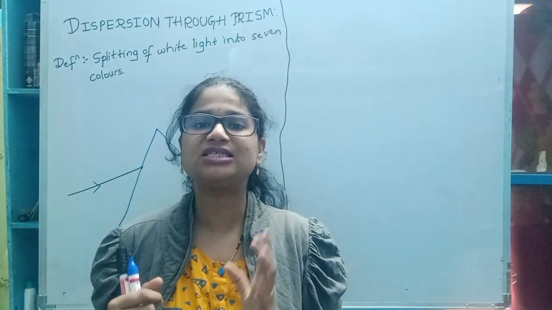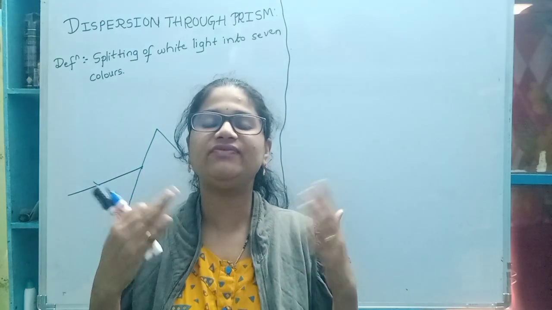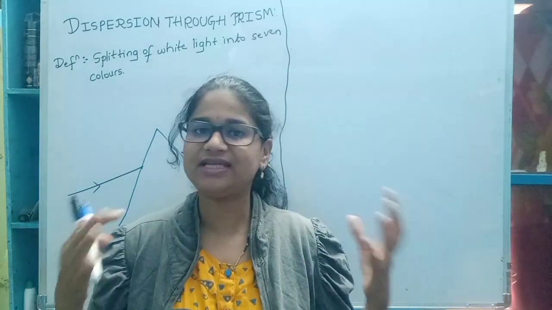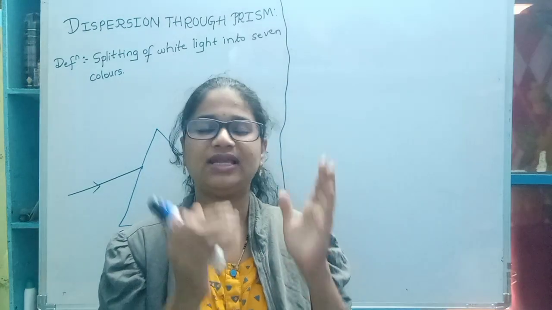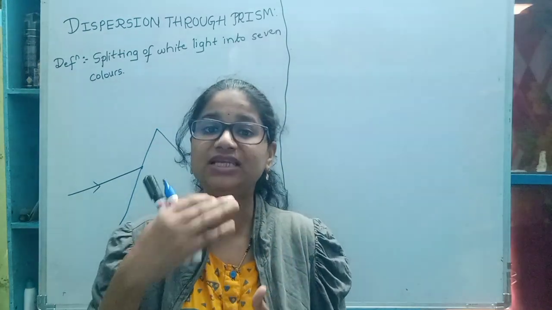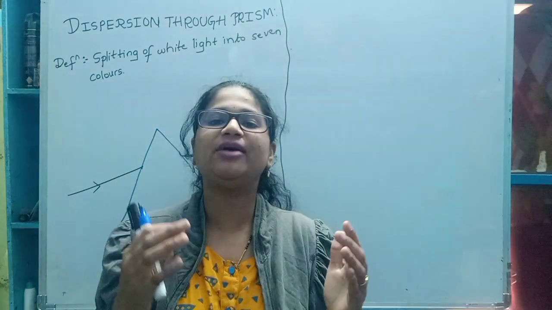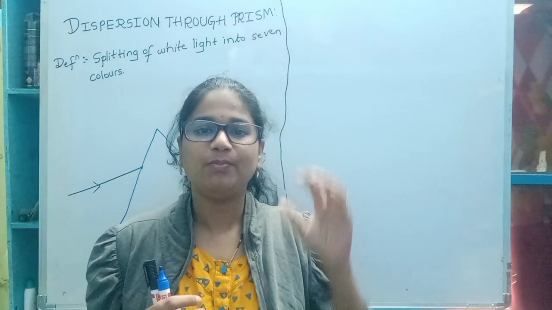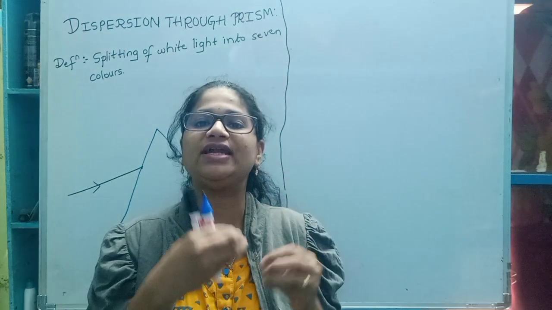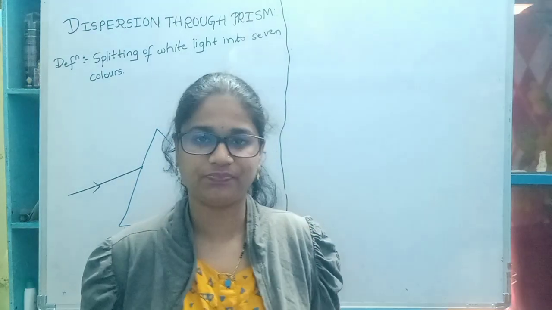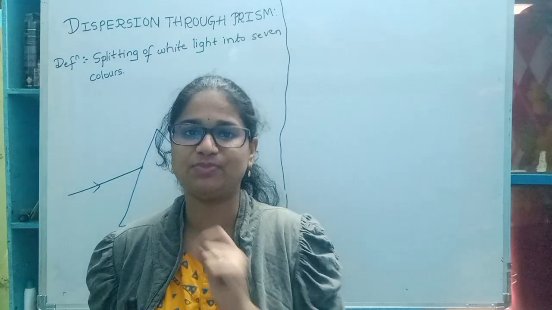So what is this dispersion? Dispersion means splitting of light. Whatever we are seeing, we are experiencing, it is a white light. So what we think is just a white light. No, that white light is made up of millions of colors. Not only 10 or 20 colors, it is made up of millions of colors. But we will consider the main important several colors into which the white light will split up. So that splitting up of light is called dispersion.